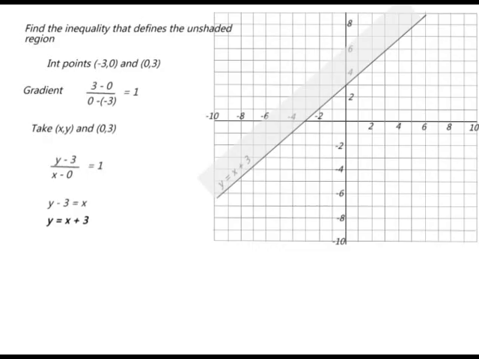We take a test point in the unshaded region. 0, 0 lies on that side. Substituting it, 0 compared with 0 plus 3, and we end with 0 compared with 3. Obviously, 0 is less than 3, and so the inequality is less than. But we add the or equal to because the line was continuous, and so we have y is less or equal to x plus 3.